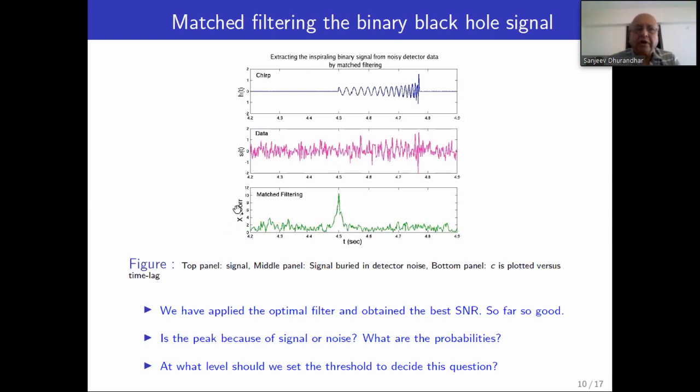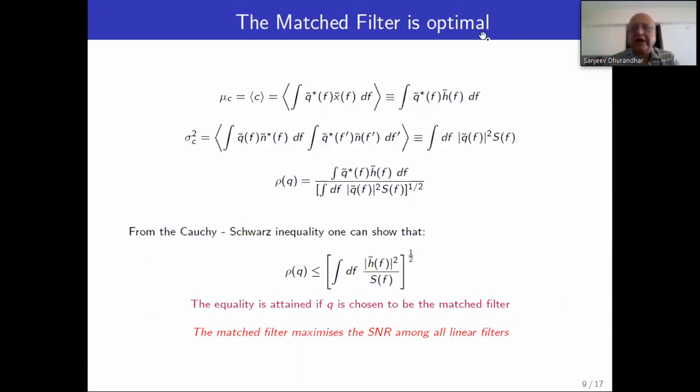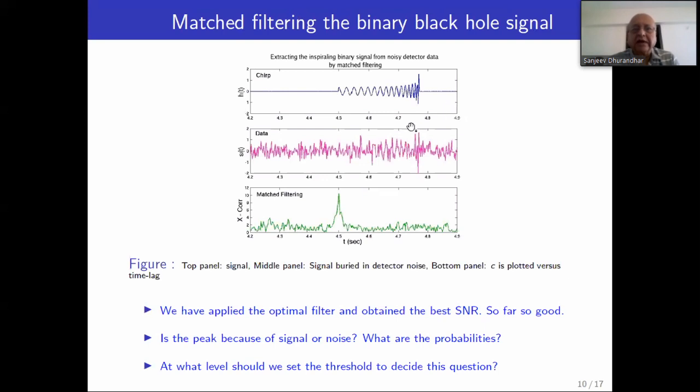If you do that and plot C versus t, now go to the Fourier domain and plot C of tau at each t. At each t you do this operation, you plug in e to the minus 2 pi i f tau, if you like, in this particular thing here, and what you will get is you can plot C of tau versus tau. Tau is the time lag, and you get a peak here. So the peak comes at where the signal has arrived in the detector. So this is a peak, but then you're not through yet.